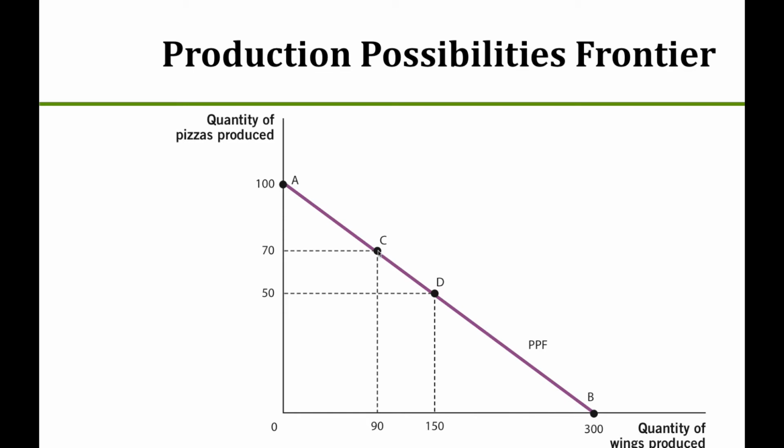Point C is actually still on the production possibilities frontier. If we stay on point C, that means we are using all of the resources and the technology, but we are producing a combination of pizza and wings at different amounts compared to point A and B. On point C, we are producing 70 pizza and 90 wings. And on point D, we are producing more wings than before compared to C, and less pizza compared to point C. So basically, points A, C, D, and B are on the production possibilities frontier line, and that means we are using all of the resources and the technology.